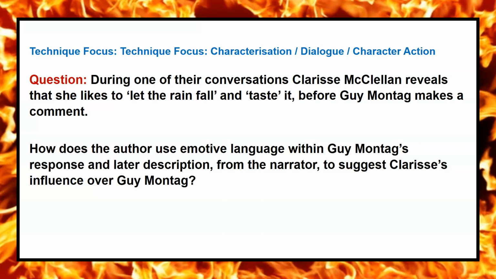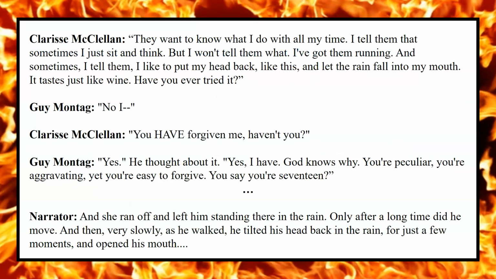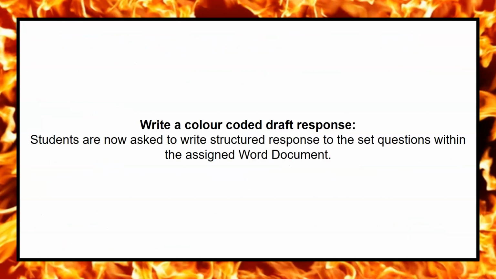How does the author use emotive language within Guy Montag's response and later description from the narrator to suggest Clarice's influence over Guy? If we look at the extract, we can see the following. The Guy says, "Yes," he thought. "Yes, I have. God knows why. You're peculiar. You're aggravating, yet you're easy to forgive." Think about what those words mean about their relationship and how it might help answer the question. Now is your chance to write a response.